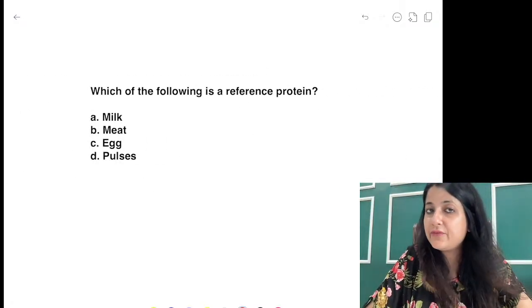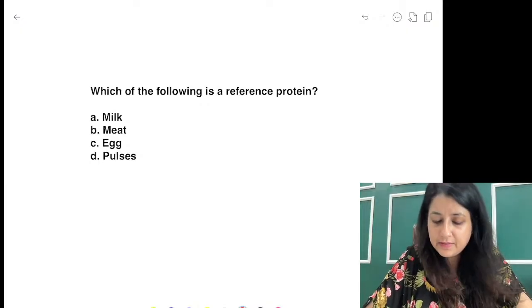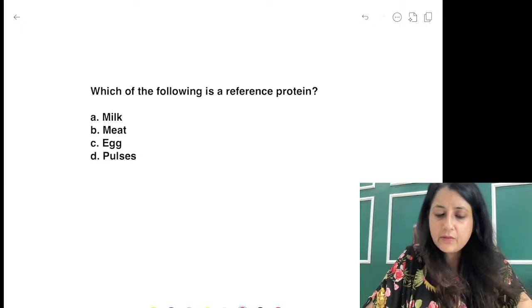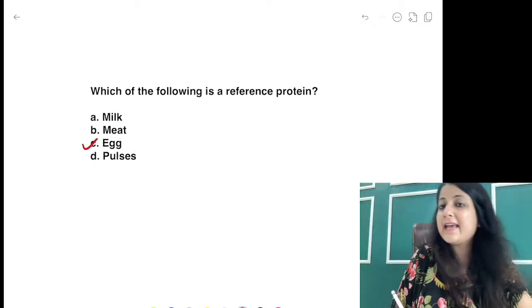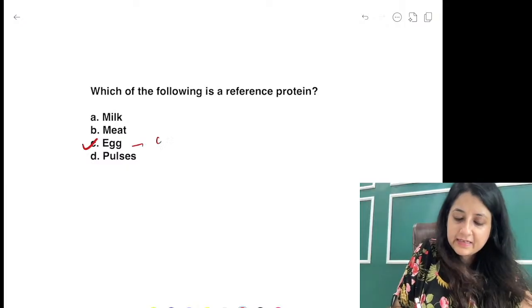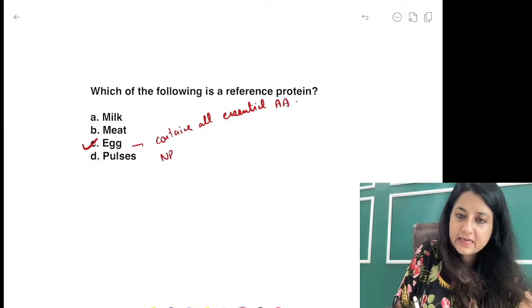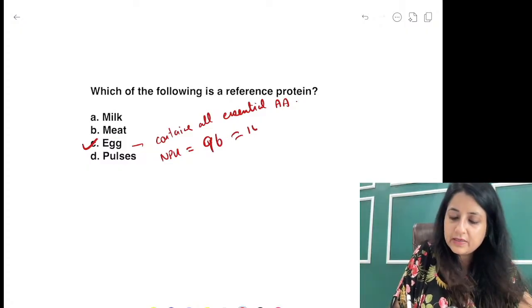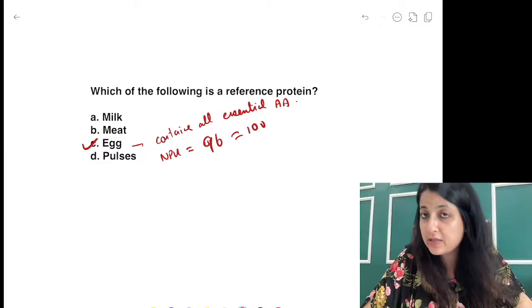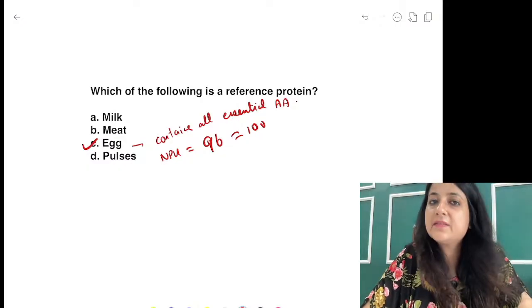Which of the following is a reference protein? Milk, meat, egg, pulses. Now this is a very basic question, but still we will be talking about this. Everybody knows eggs. Egg is a reference protein because it contains all essential amino acids, and also guys, its net protein utilization is 96, which is almost equal to 100. Out of all the protein that is contained in eggs, all of it is being absorbed.